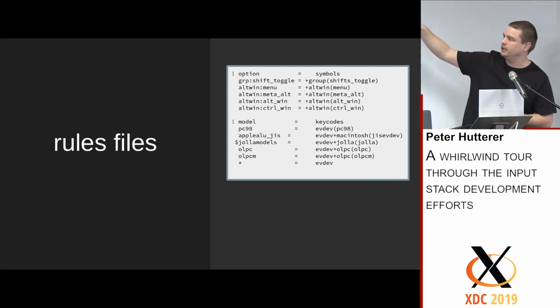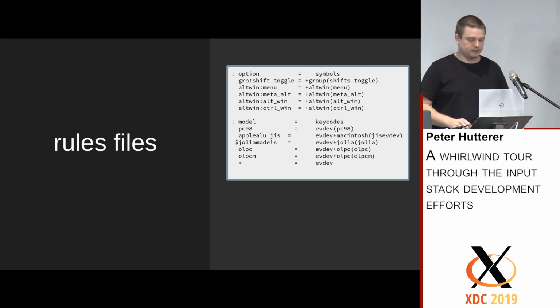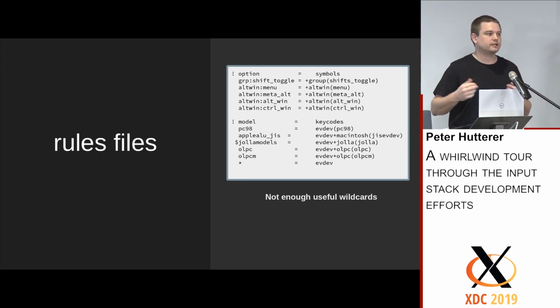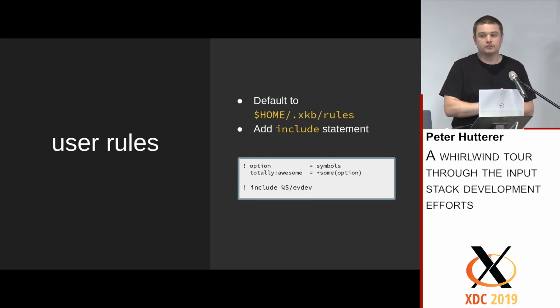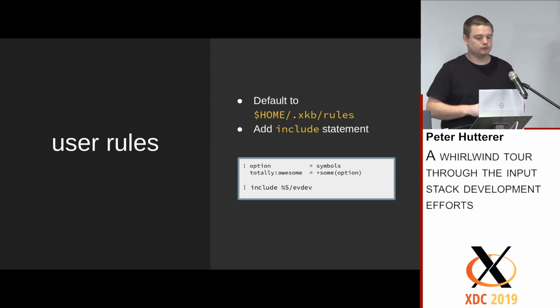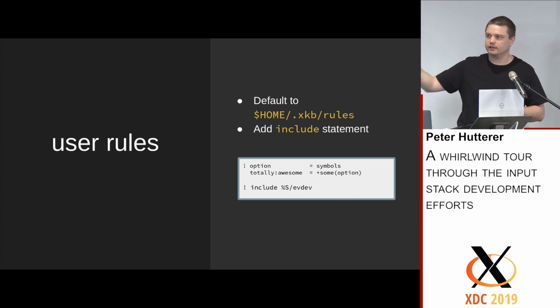Likewise for models, you have model keycodes, and you can see why everyone is using evdev, because unless you specify one of these particular models, like OLPC, everything maps to evdev anyway. The problem is, especially for symbols and particularly for options, there are just not enough useful wildcards. So we had a bit of a discussion about how we can extend the option wildcards, but there's a bit of a UX issue and so on and so forth. So the simple solution that we've come up with so far, and that's what we're currently working on, is we just default to $HOME/.xkb/rules as the default rule set to load, as opposed to /etc or /usr/share/X11/xkb/rules.